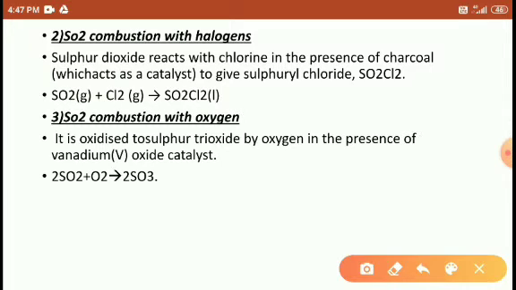Next is sulfur dioxide in combination with halogens. Sulfur dioxide reacts with chlorine in the presence of charcoal. Charcoal acts as a catalyst to give sulfuryl chloride. Sulfur dioxide reacts with chlorine to form sulfuryl chloride. So it means sulfur dioxide easily combines with halogens also. Sulfur dioxide combines with oxygen in the presence of vanadium pentoxide catalyst to form sulfur trioxide. Right?